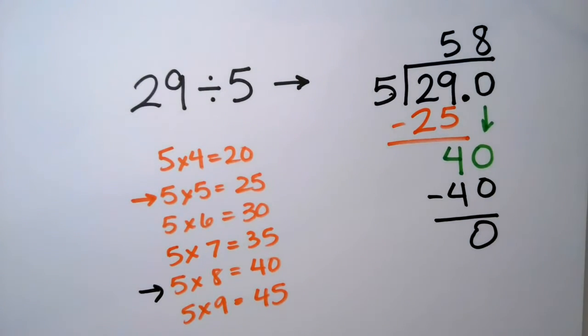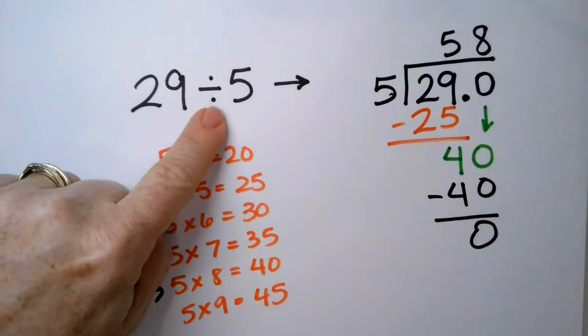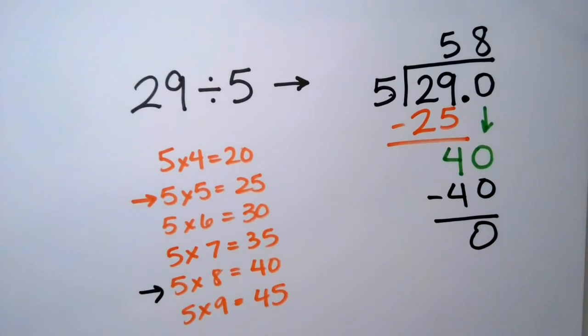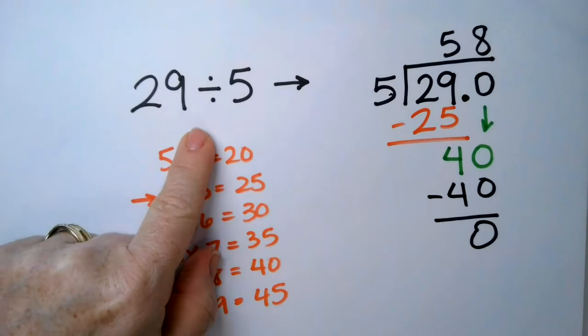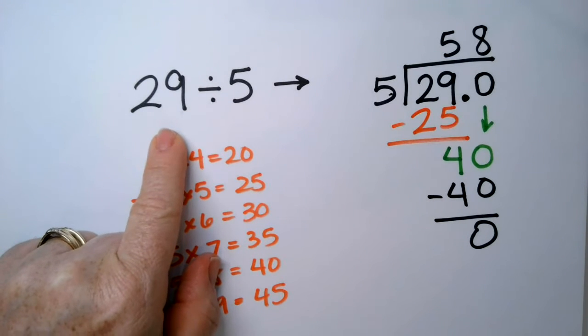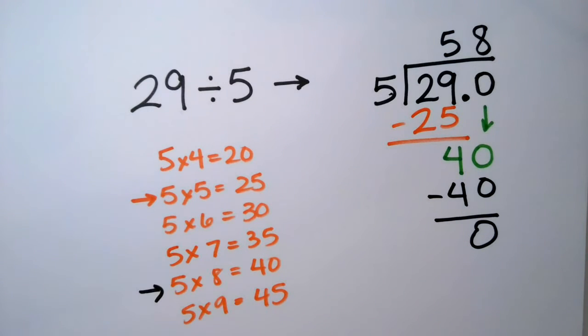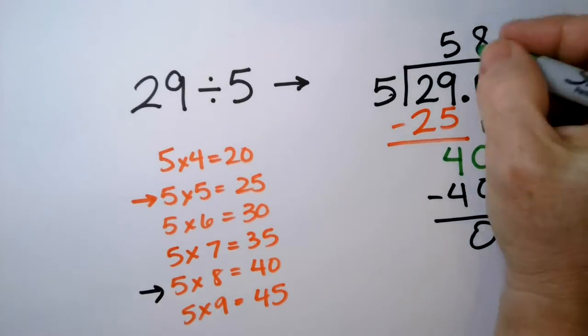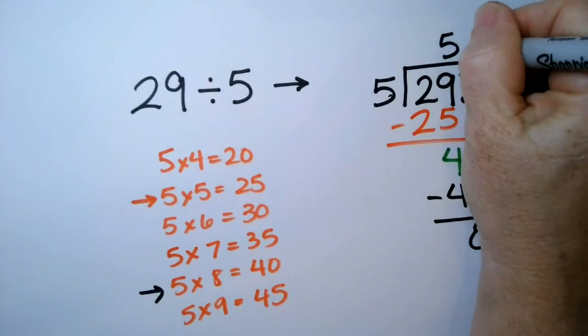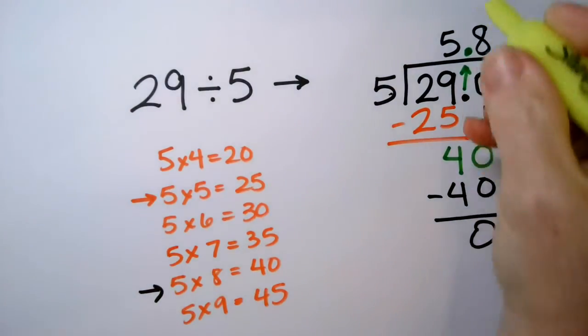All right, is that it? 29 divided by 5 is 58? You can't get a bigger number out of this number, right? You can't be bigger than 29. What did we forget? We forgot to push up the decimal point. Okay, so my answer is 5.8.